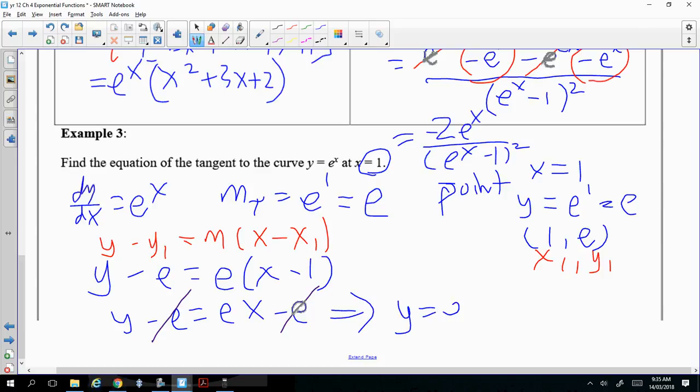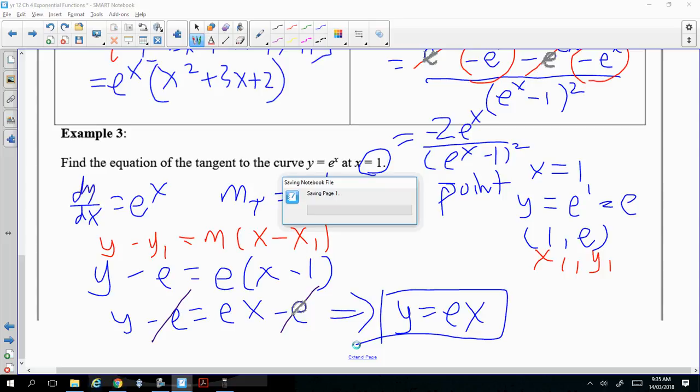The equation of the tangent and the normal is the same thing. You just have to change the gradient. Alright, good. We won't go through further. You could try that in the textbook. Okay, let's go to the next page.